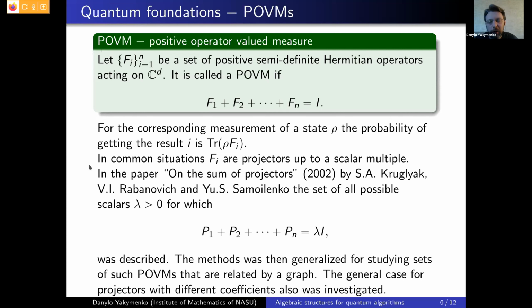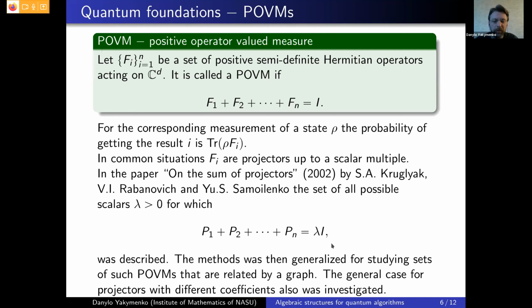Okay, and what we have done in our department is that we started to investigate this kind of problems that are related to this algebraic structure. For example, there is a paper titled "On the Sum of Projections," and in this paper, it was studied the set of all possible numbers lambda, such that the sum of projectors is this multiple of identity, right? So there is a corresponding POVM, and the set was completely described. And in this work, different methods were developed. How can we investigate such systems?